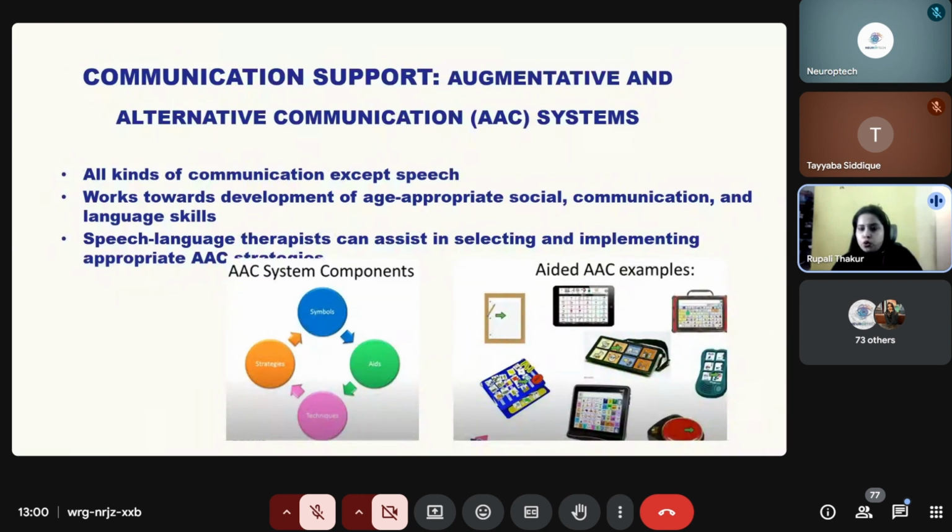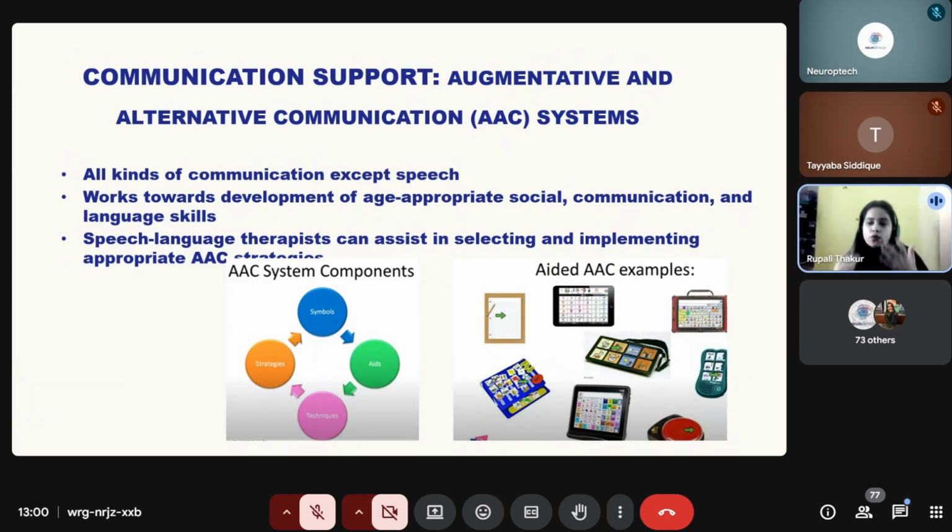This is communication support, and there are some areas where we can do the task, like when they are going to school and anything. All kinds of communication except speech, working towards development of age-appropriate social communication and language skills. You need to talk. Suppose your child is six months old, and Masi is at home, or Chacha, Mama, anybody can be, and we are very excited to teach them. Say Mama, say Baba. Then you have to use vocal words together to make them identify. They can speak also. So in speech, you can help in this way also.